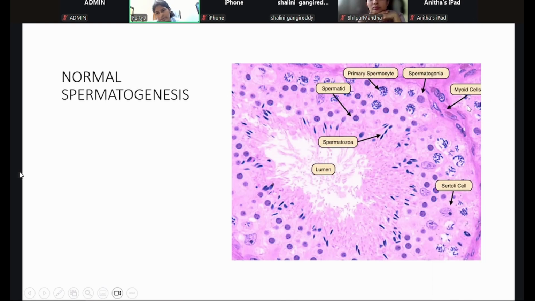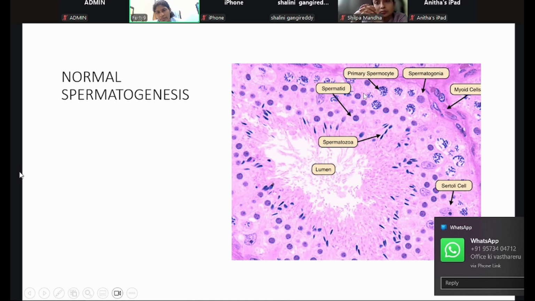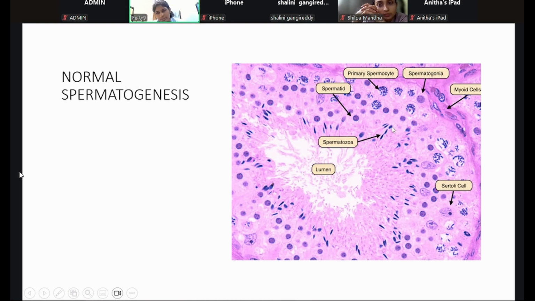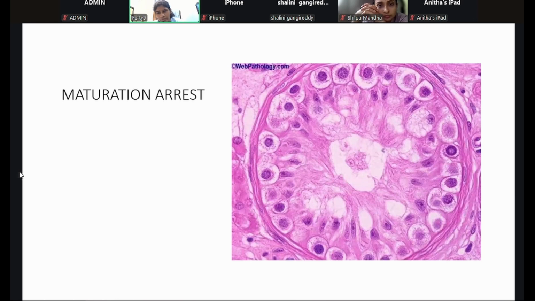This is a histological picture of normal spermatogenesis. See, this is the basement membrane. Near the basement membrane you will have spermatogonia, and then this will form a primary spermatocyte, followed by spermatid. Spermatid will become spermatozoa. You can see the proper sperm head and tail near the luminal surface. This is an example called maturation arrest, where the basement membrane has just the spermatogonia and doesn't have any other cells.